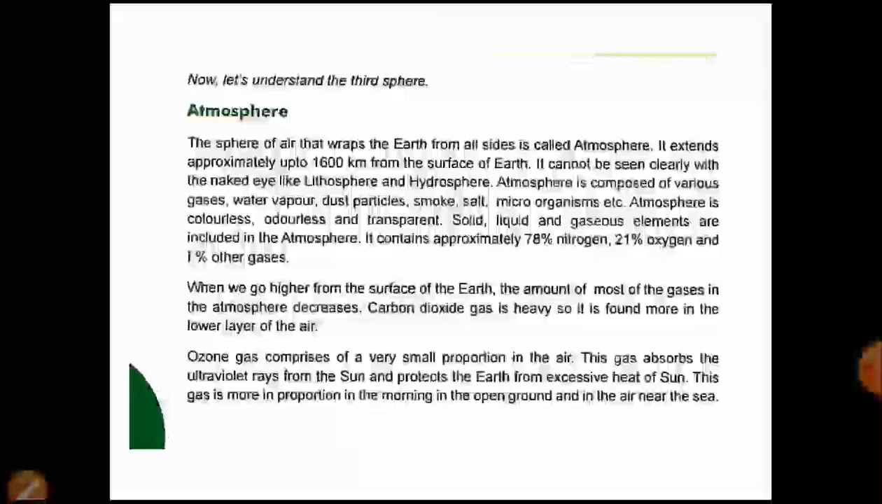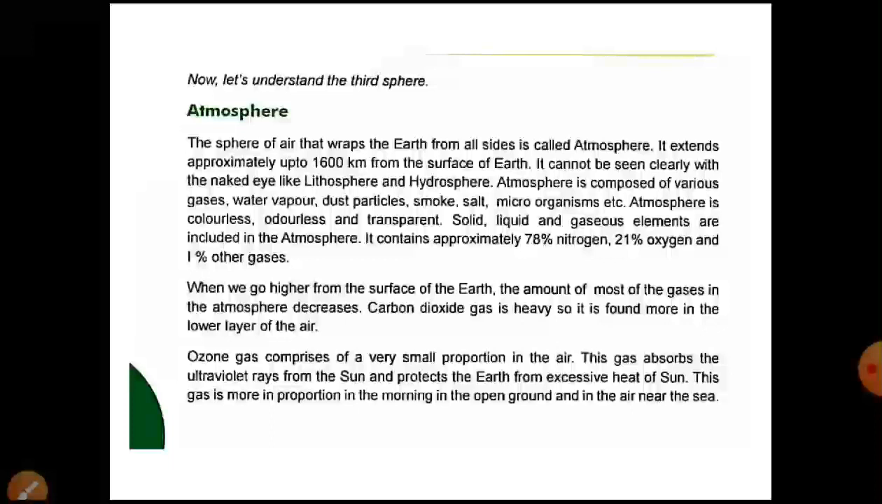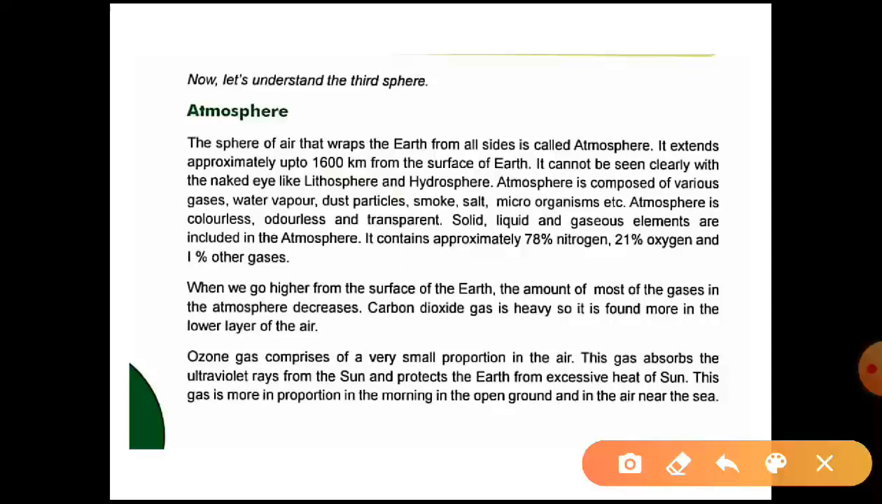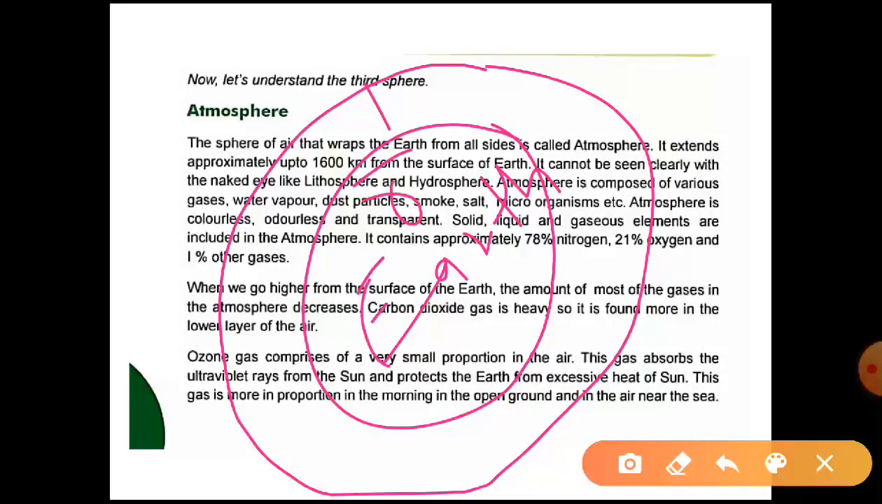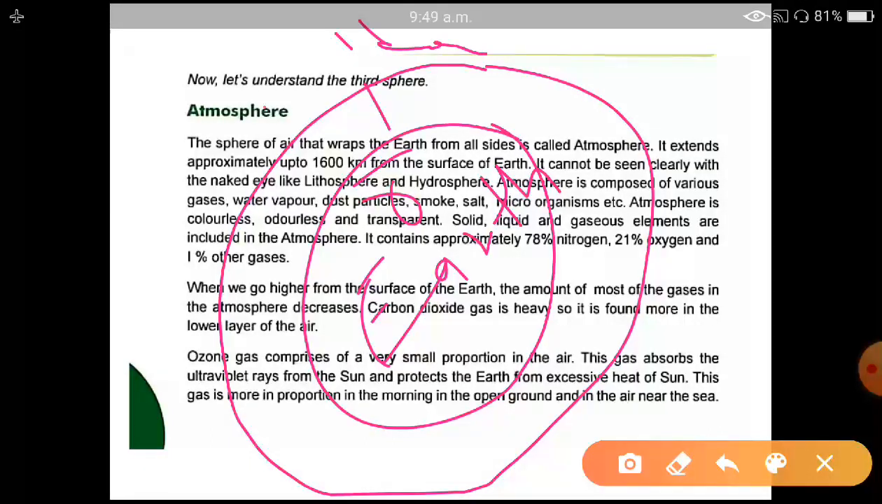Now let's understand the third sphere, the atmosphere. The sphere of air that wraps the earth from all sides is called the atmosphere. For example, this is the earth, and this is the atmosphere. Around the earth we can see one layer, from 0 to 1600 kilometers.